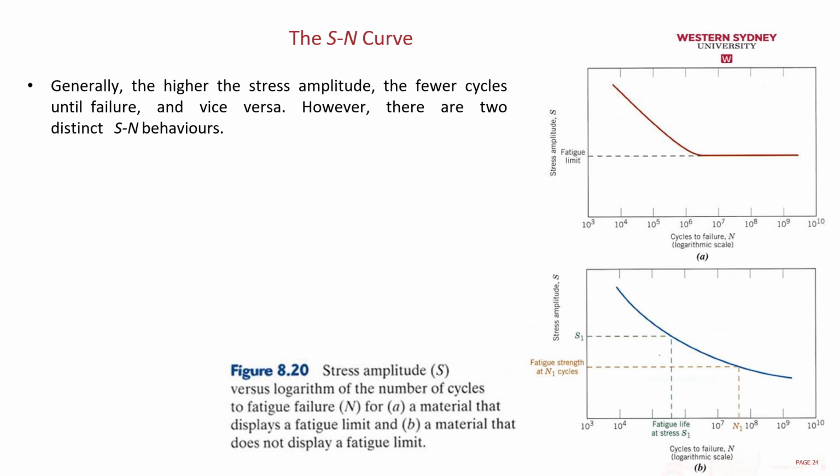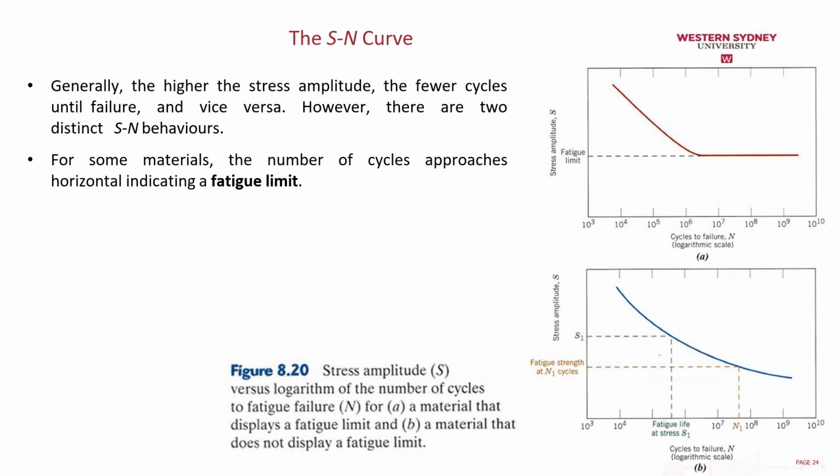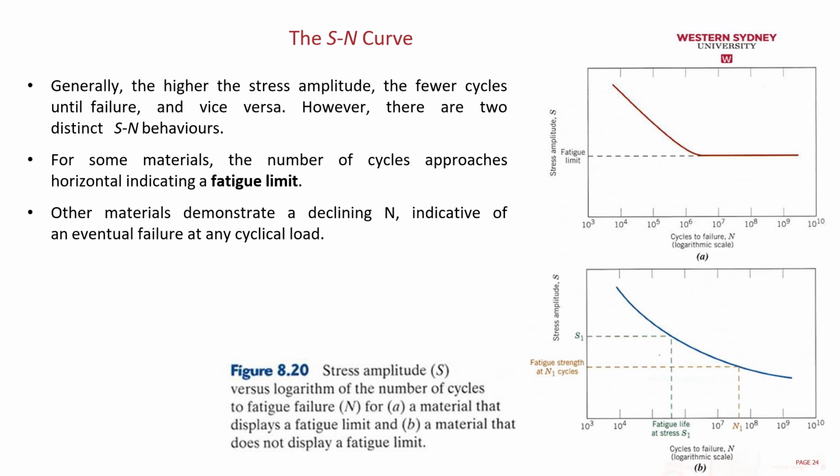When I say predicted, you can actually set the number of expected cycles and the stress you are going to achieve for this amount. Once again, generally the higher the stress amplitude is, the fewer cycles until failure. However, there are two distinct S-N behaviors. First, for some materials, the curve approaches horizontal, indicating a fatigue limit, and other materials demonstrate a declining value, indicative of an eventual failure at any cyclic load.